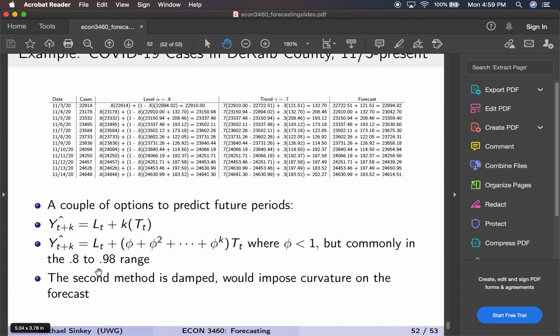The first is just to multiply the trend by the number of periods out that you want to go. The second is to do what's called damping. So phi can be a parameter between 0.8 and 0.98 typically, but think of this as a way of imposing some structure on the forecast to make it a little bit more nonlinear. So I kind of turn it into a log function. Let's say I want to forecast 10 periods into the future. Well, instead of just multiplying the trend by 10, I do 0.8 plus 0.8 squared plus 0.8 cubed all the way to 0.8 to the 10th times t. And that makes that prediction a little bit smaller.